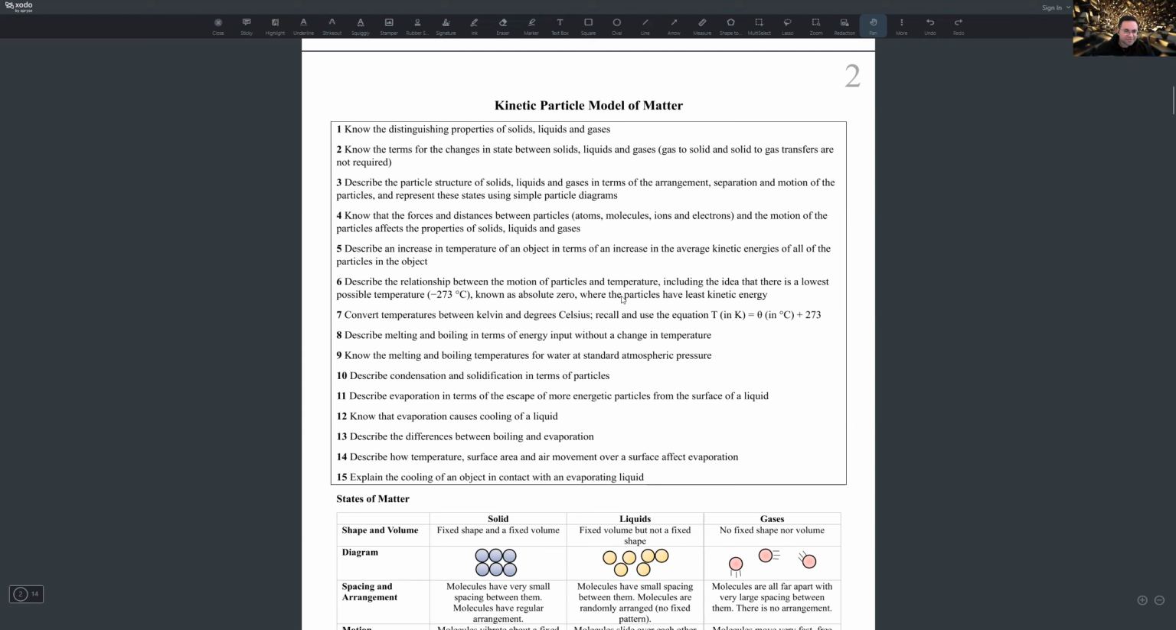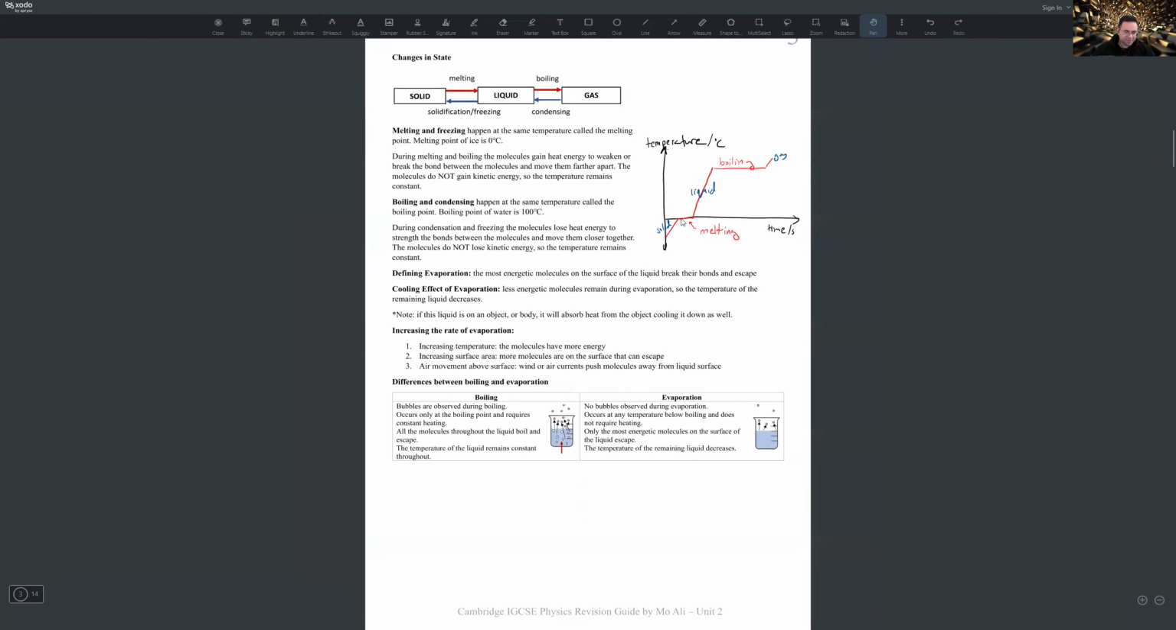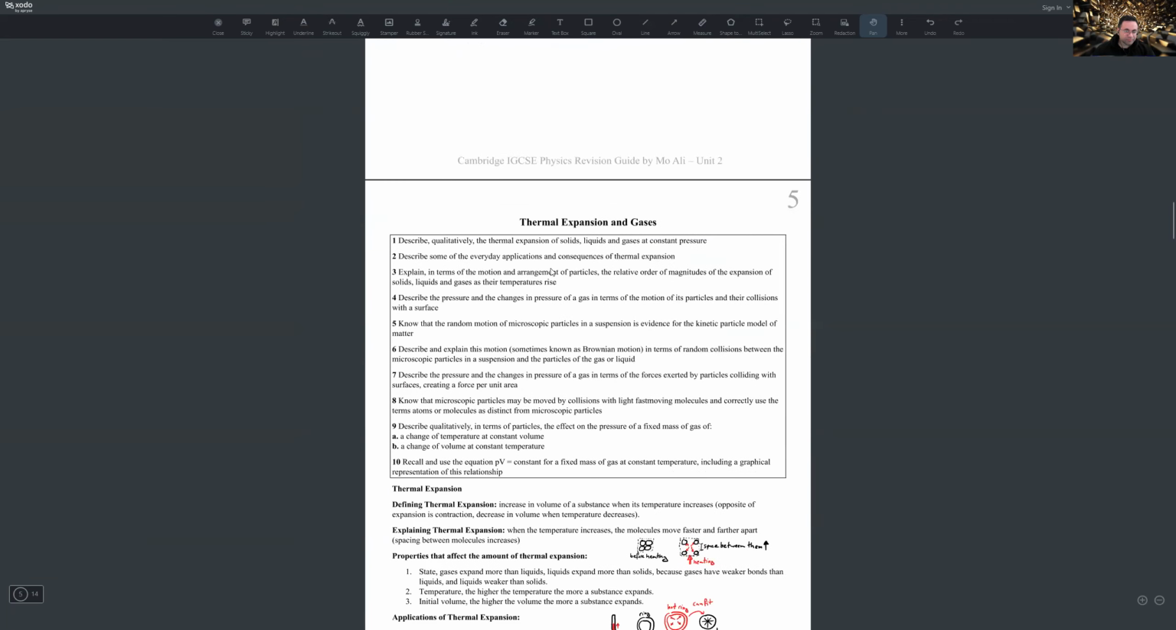It's just full of details. Very small details. To you, it's basic, but to the examiner, he needs to make sure you have these details. But I split this into 4 sections. Just the kinetic model. So what are solids, liquids, and gases, and melting and boiling and evaporation.